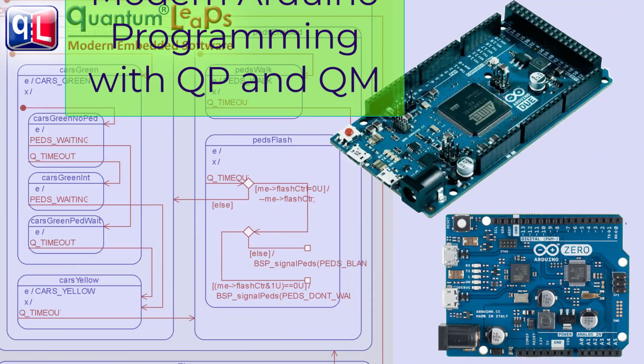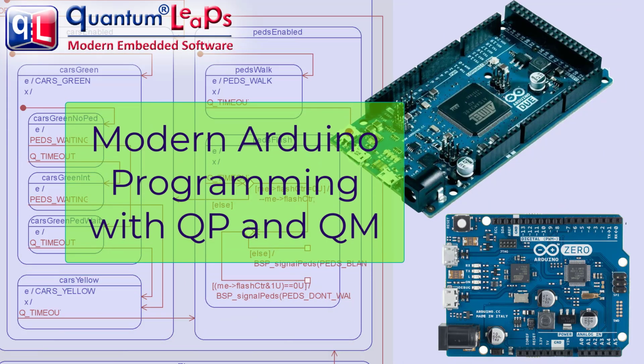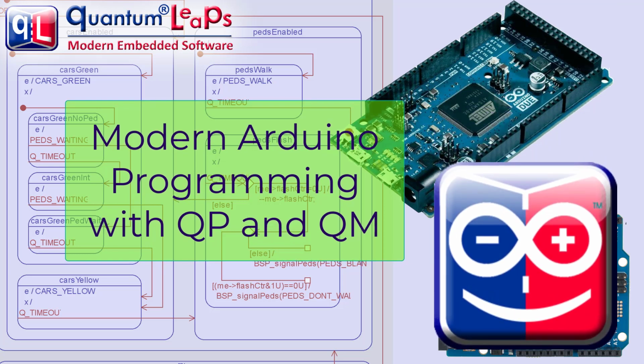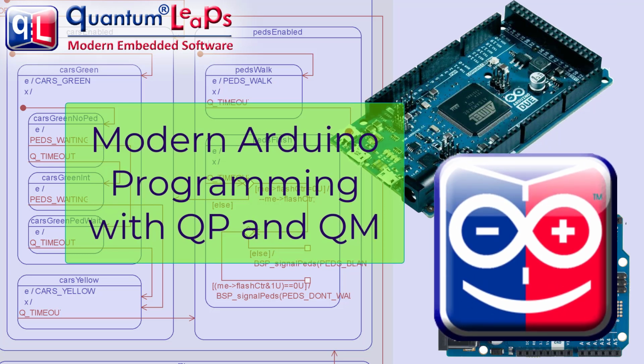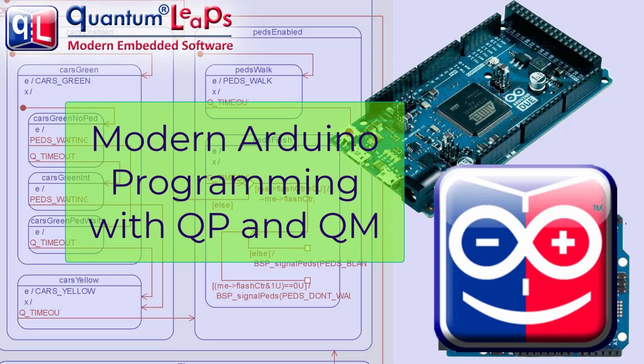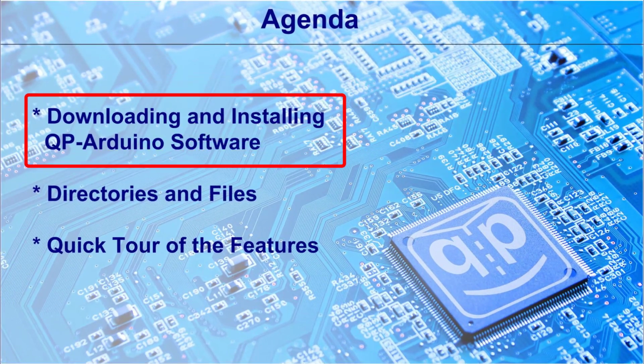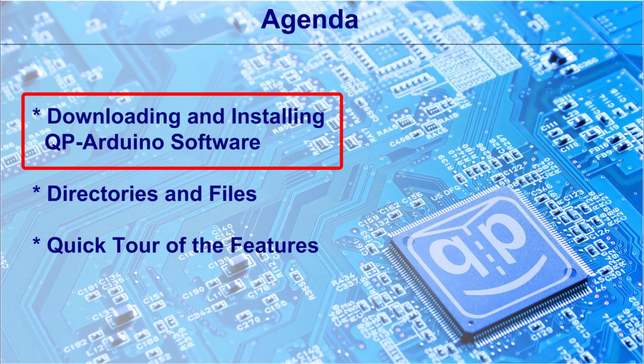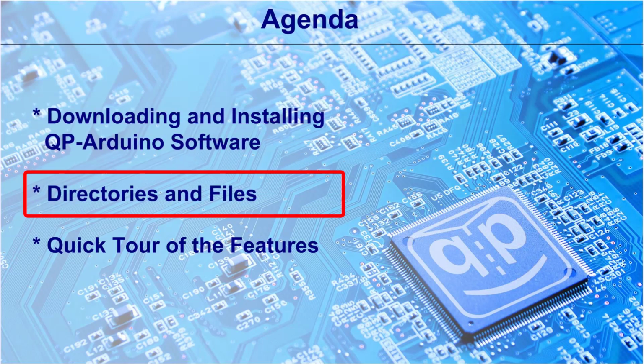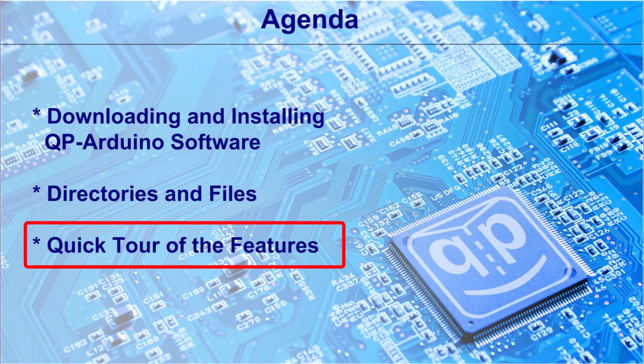This video shows how to program Arduino the modern way. With the QP real-time embedded frameworks, hierarchical state machines, graphical modeling, and automatic code generation. I'll start with downloading and installing the QP Arduino software. Next, I'll explain the directories and files comprising the installation. And finally, I'll give you a quick tour of the features.